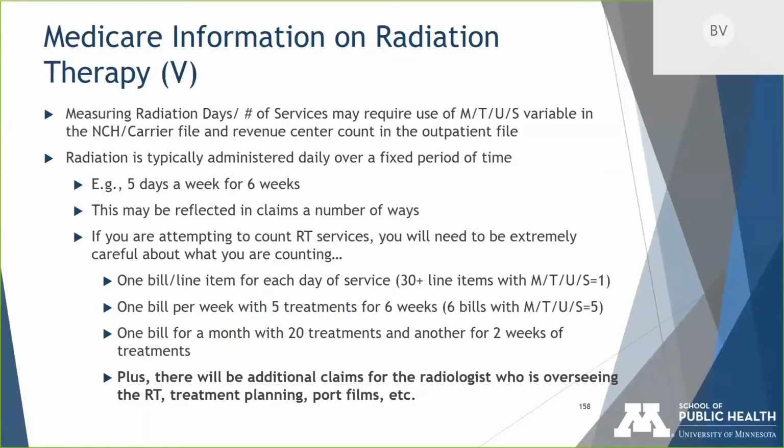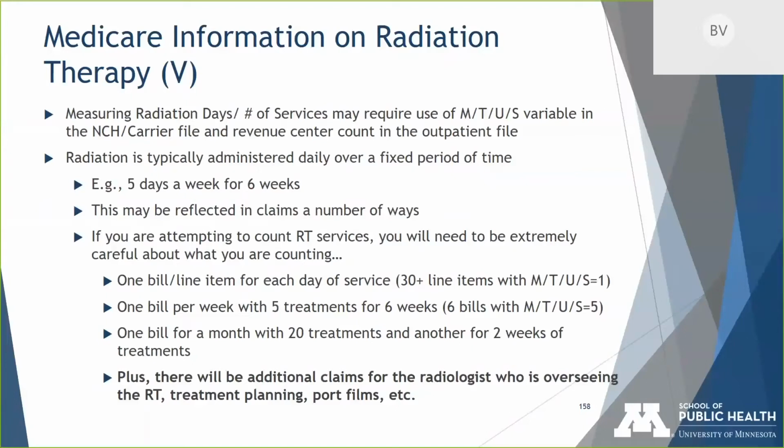So let's look at a few examples. Let's say that you have an individual who received radiation therapy 5 days a week for 6 weeks. If you're attempting to count the number of services that they have, you'll need to be extremely careful about what you're counting. So, as I mentioned, there's a number of ways that this could appear in the data, all with the individual receiving the same number of services. You may see one bill or line item for each day of services within the claim. So you would have 30 distinct line items or claim lines with an MTUS equal to 1. So 30 times 1, you would have 30 services.